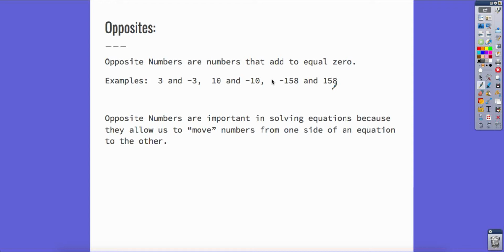0. Opposite numbers are important in solving equations because they allow us to move numbers from one side of an equation to the other. The word move is a word that I will use, but what I really mean is that I'm adding together opposite numbers.